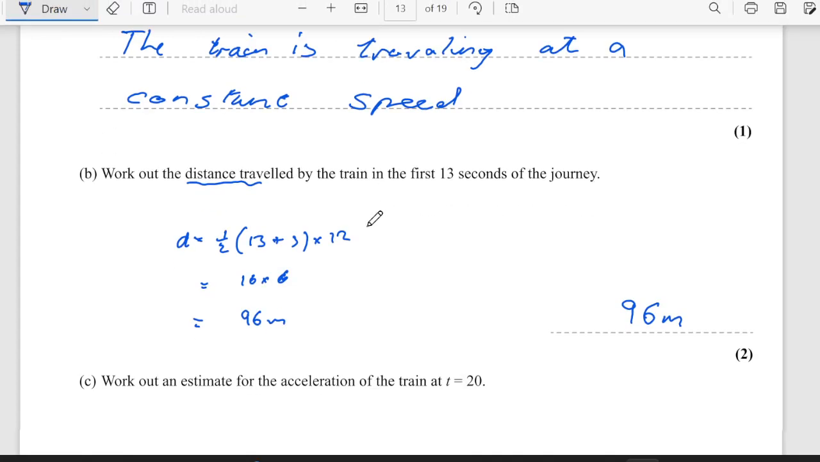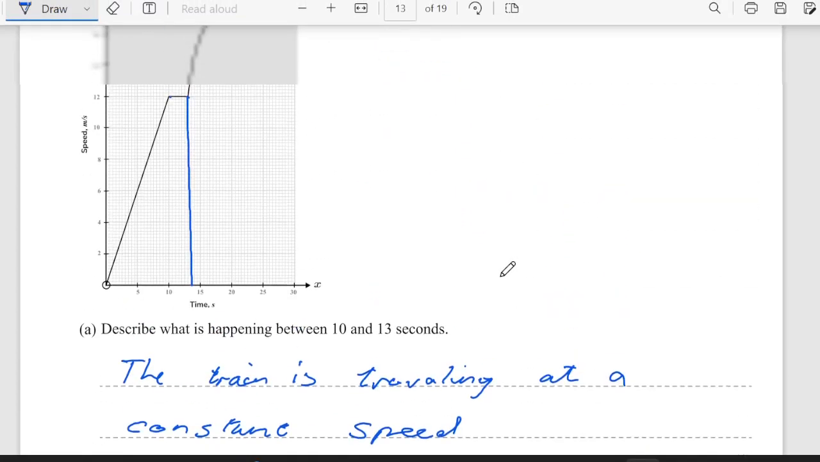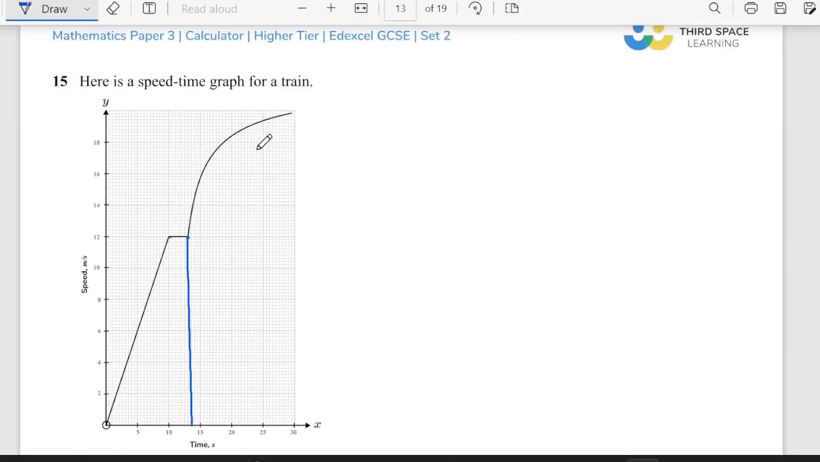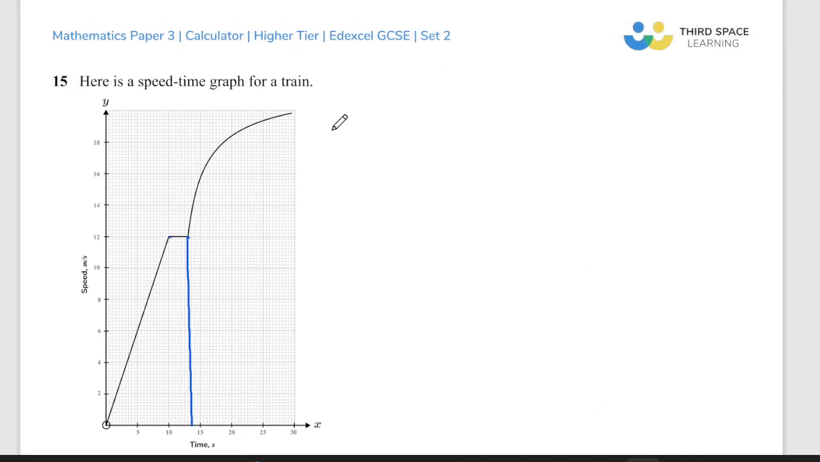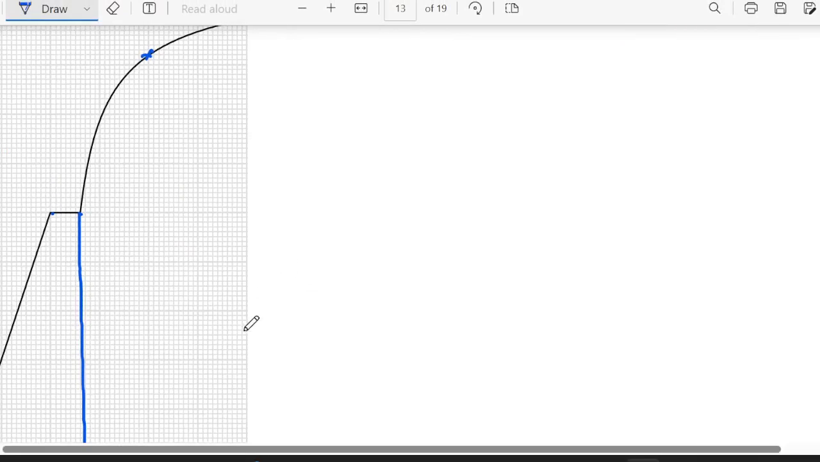And then part C, work out an estimate for the acceleration of the train at time t equals 20. As I said, we've got a decreasing acceleration. So the acceleration is going to be equal to the gradient of the curve at that point. So at t equals 20, that will be there on the graph. I'm going to try and take a tangent to the graph, or as close to a tangent as I can. I'm not quite happy with that. So I'm going to zoom in and try to get this as accurately as I can.